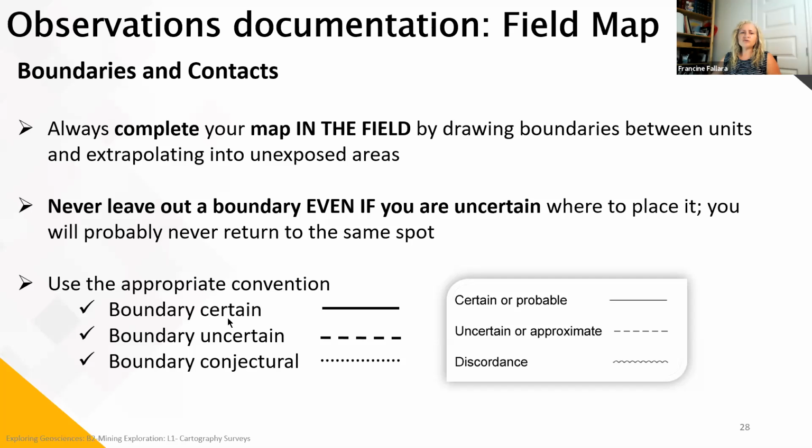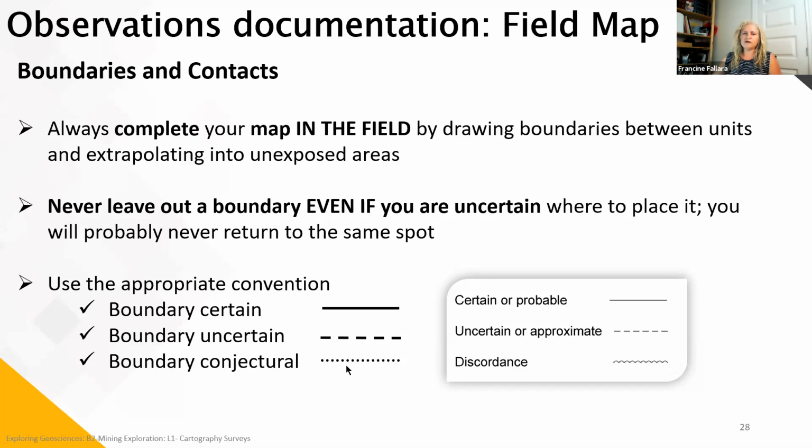So the boundary certainty of an observation on the field has to be a full line. That means you saw it, you know exactly it starts here, it ends here. An uncertain observation on the field means you think it will be extended in that area. You're uncertain, but your level of uncertainty is, let's say, between 50 and 80%.